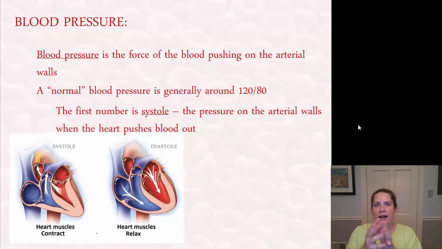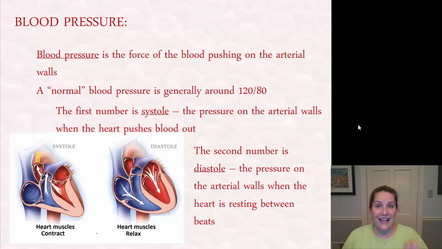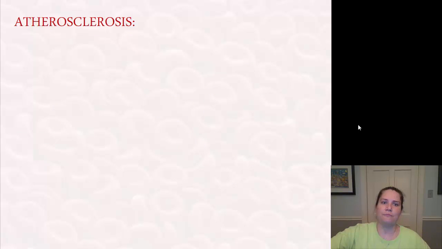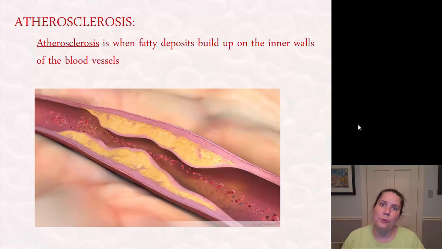Well, when your heart muscle relaxes, the blood is still pushing on the arterial walls, just not as hard. And so that second measure, the diastole, is the pressure of the blood on the arterial walls when your heart is relaxed. So contract, systole; relax, diastole. Contract, systole; relax, diastole. Okay, so some problems that you can have in your circulatory system.